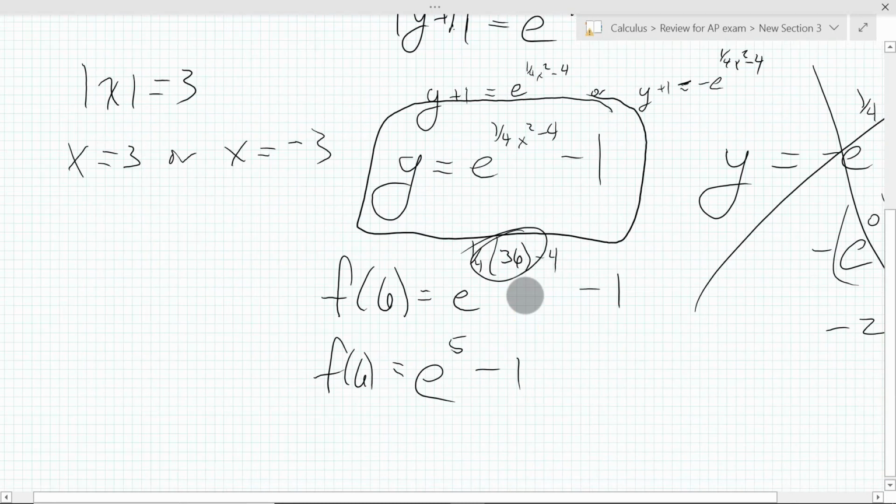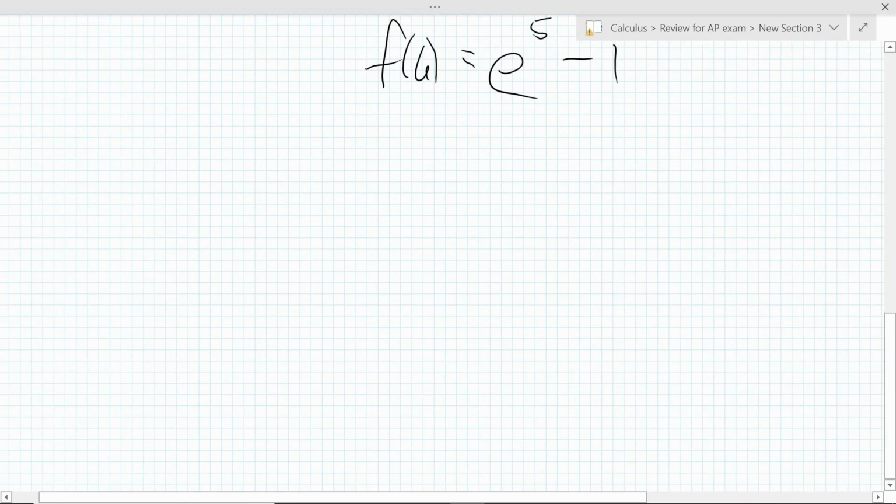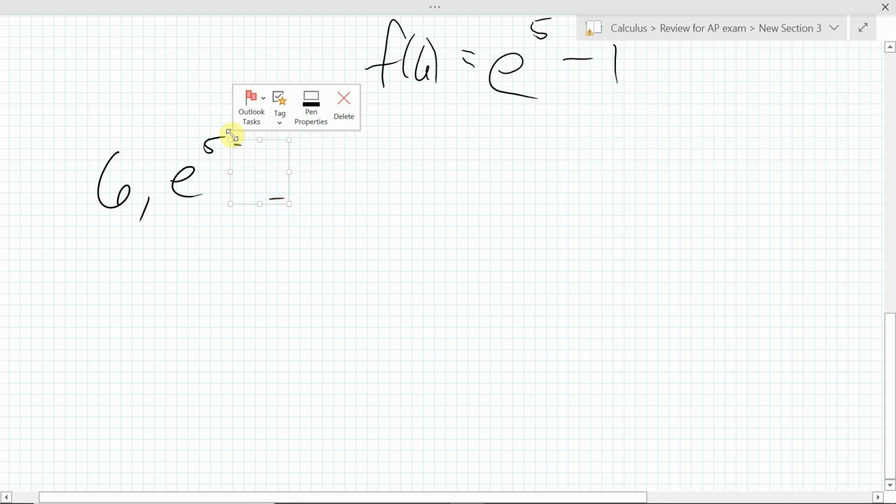Okay, so far now we have a point. We have a point 6 comma e to the 5th minus 1. That's not in the exponent. Okay, minus 1, there's our point. And then we need a slope.